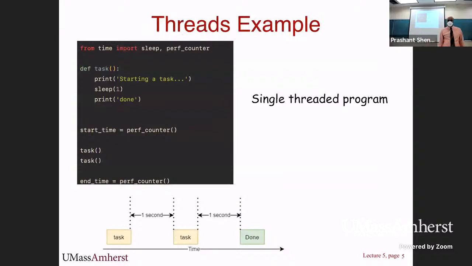So here's a very simple example. I don't know if you can see that in the back. This is your traditional process, not a multi-threaded program. It just has a task that prints something, it sleeps for a while, and it's done. So you're basically going to call that function 2 times. In a single threaded process, each of those is going to execute sequentially, one at a time. So you'll basically execute this, and then you'll execute that.